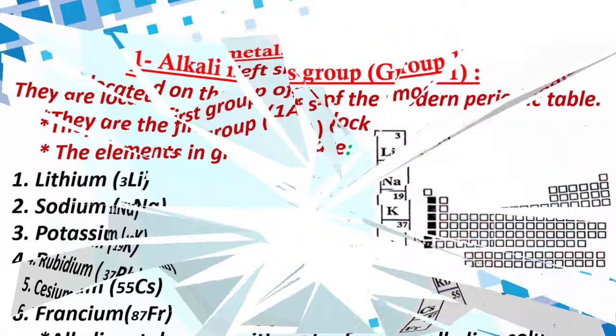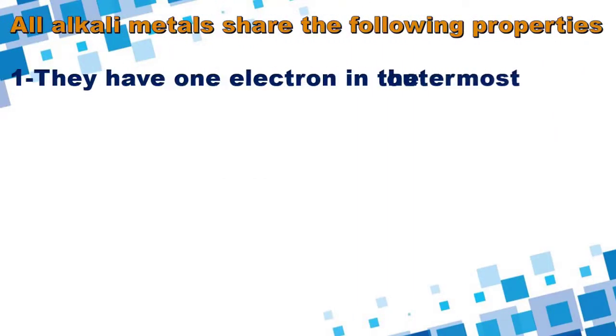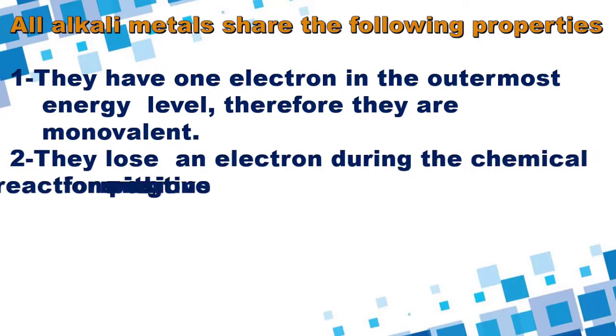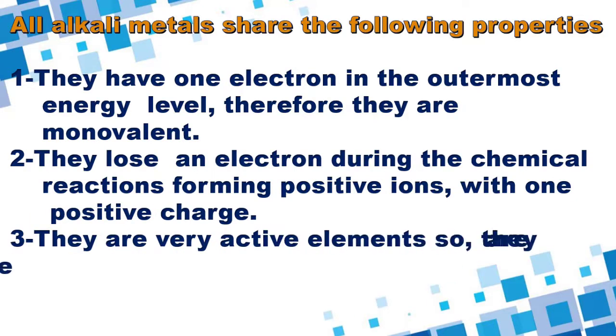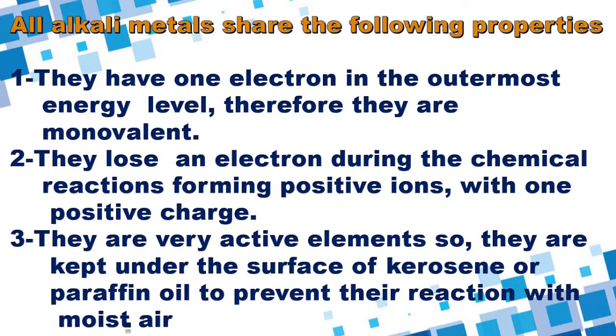What are the properties of alkaline metals? Number 1, they have one electron in the outermost energy level. Number 2, they are monovalent. Alkaline metals are monovalent because they have one electron in the outermost energy level, so they lose this electron and change into a positive ion. They lose an electron during the chemical reaction, forming a positive ion with one positive charge.